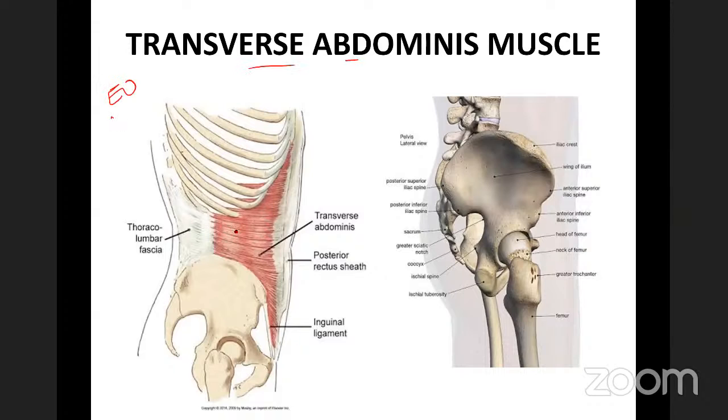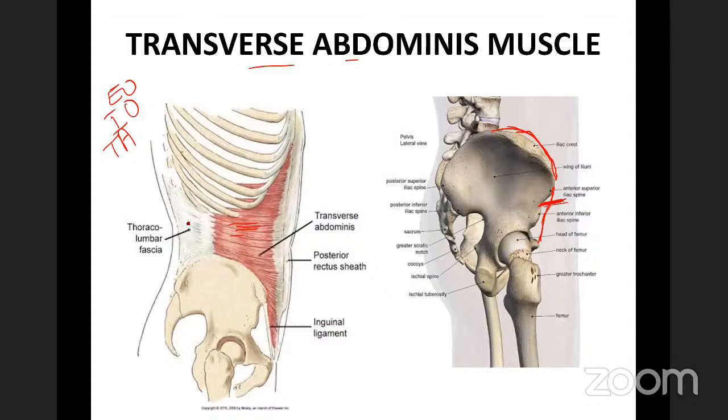Now, the transverse abdominis muscle, obviously the fibers are transverse. Let us see its origin. It arises from the inner lip of the ventral segment of the iliac crest. It arises from the lateral 1/3 of the inguinal ligament. We saw that the internal oblique arises from the lateral 2/3, but the transverse abdominis arises from the lateral 1/3 of the inguinal ligament.